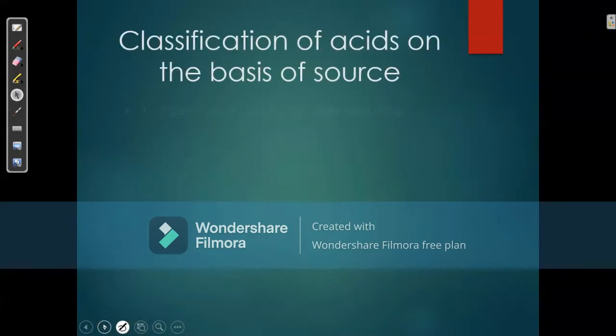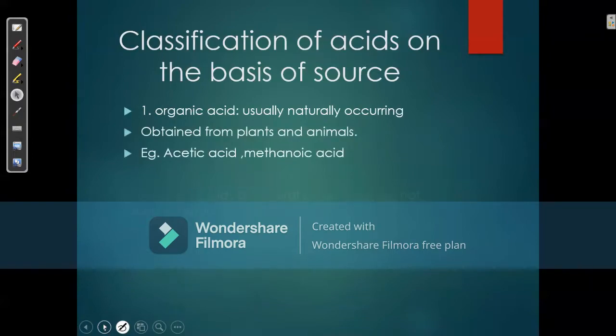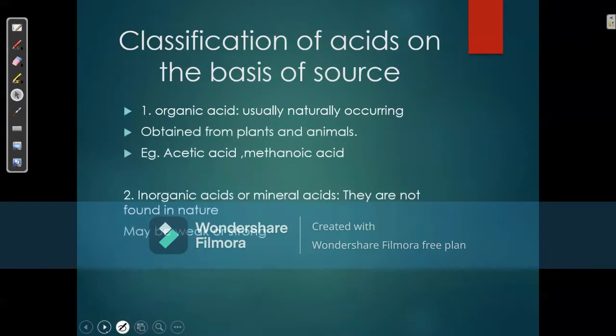Let us move further and we'll talk about the classification of acids on the basis of source. The first thing is organic acids and inorganic acids. When we talk about organic acids, we say that these are those acids which are present in nature and obtained from plants and animals.